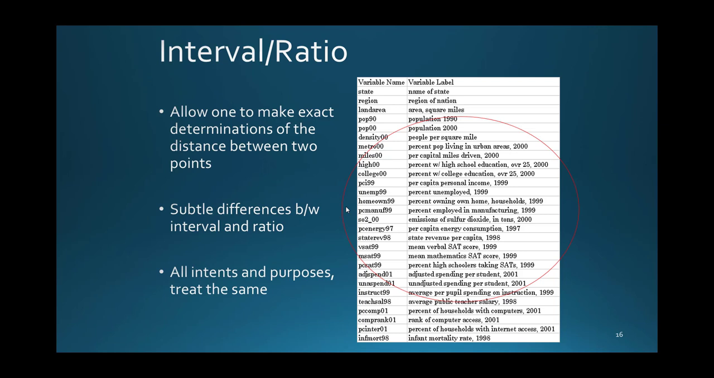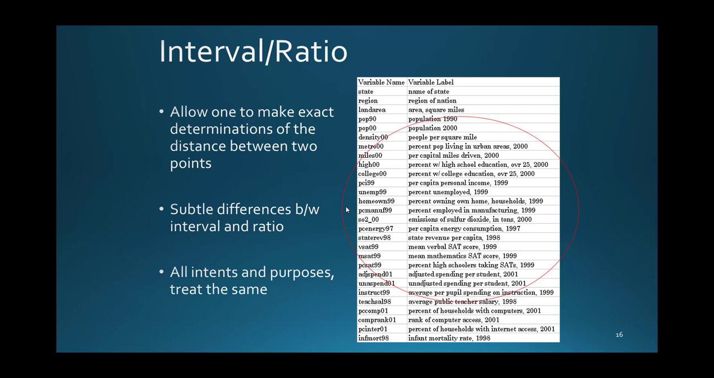Most data is interval or ratio data. Now, I don't ask you to know the difference between interval or ratio. We just lump those together as a third group. Interval ratio data is actually most of the data that we use. Anything that is a percent, anything that is a count, anything that is a rate or a ratio, those are all examples of this kind of data.